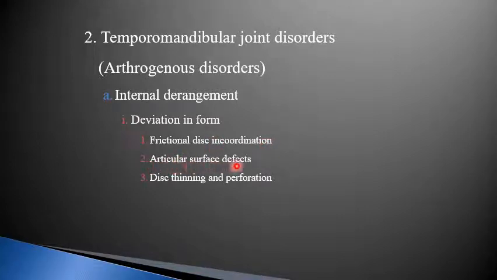Articular surface defects. It is not smooth. There is some roughness present over there. Certain diseases are associated with that. So with articular surface defects, you have disc thinning and perforation.